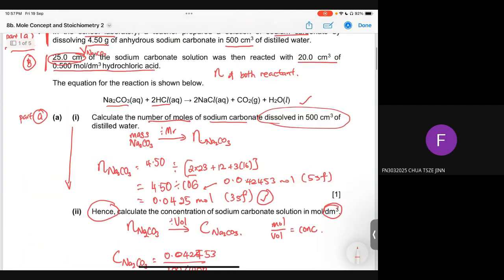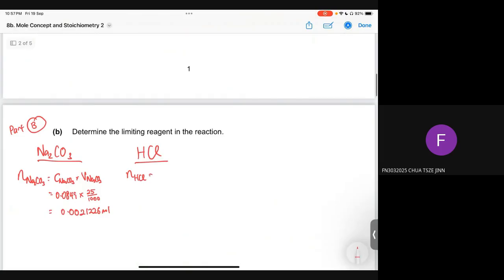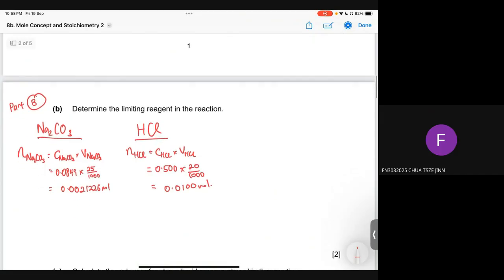If you look back at your question again, the volume of HCl is 20 cm cube. The concentration of HCl is 0.500 mole per dm cube. So I'm going to take once again the concentration of HCl times the volume of HCl used. In this case, it will be 0.500 multiplied by 20 over 1,000. So you're going to get 0.0100 mole. Normally people's issue is that they will write the number of zeros either too little or too much, so just be careful with the number of zeros in the question.